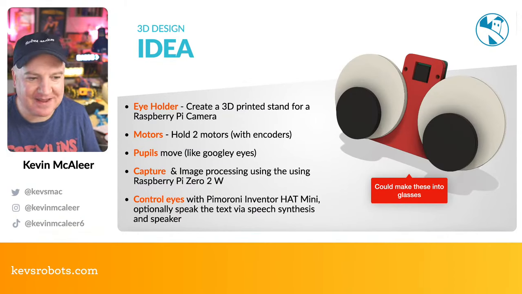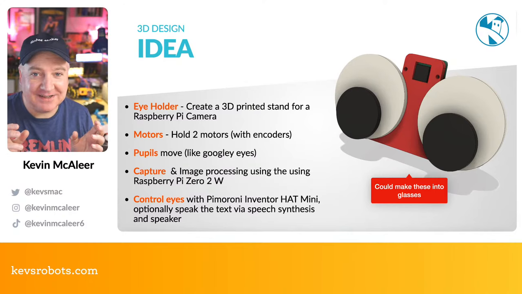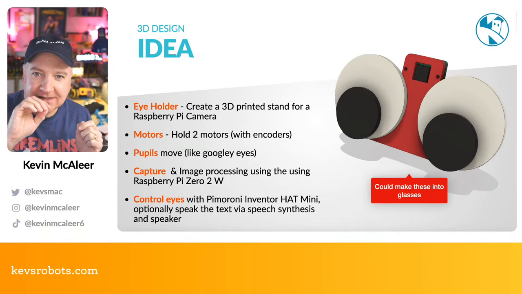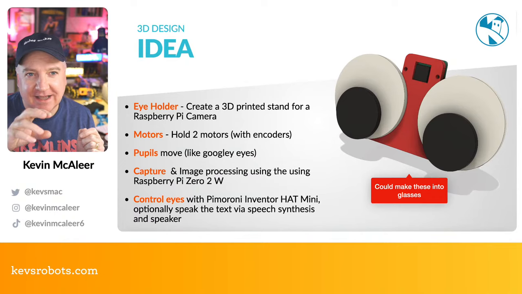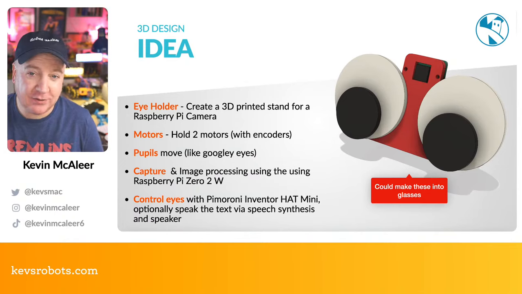Okay, so this is one of those ideas that just pops into your head and you think, yeah, I have to make that. So I was thinking of some googly eyes, and they would have a camera in the middle, like a third eye, and they would be able to take pictures of what they can see, and then it would send that image off to OpenAI, and OpenAI can do some really cool things.